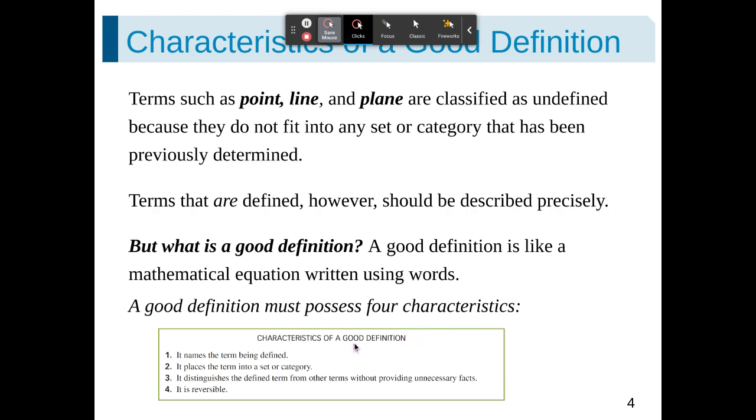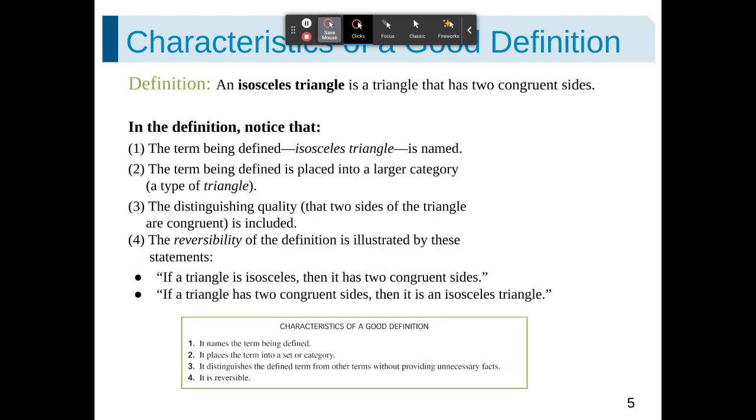It names the term being defined. It places the term into a set or category. It distinguishes the defined term from other terms without providing unnecessary facts. And it's reversible. So a definition.